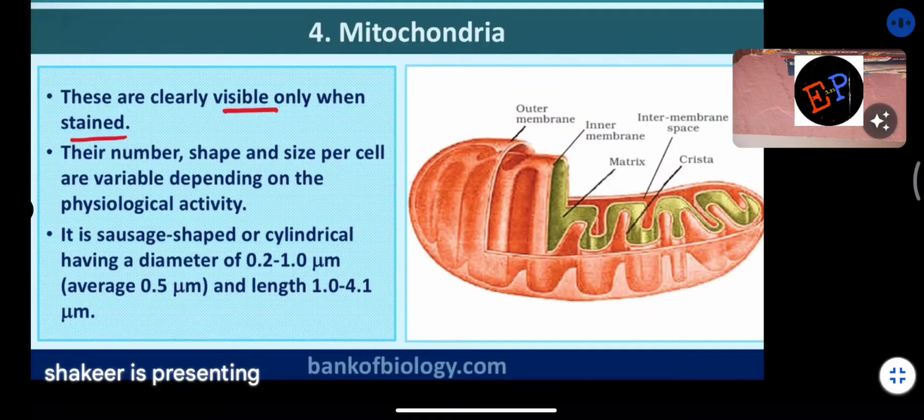So in the cells of a person who is doing a lot of physical activity, the mitochondrial number will be very large. Are you able to understand? So it depends on the type of activity which you are doing. Therefore the number, shape and size also are variable, and it depends on the amount of physical functions which you are doing daily.